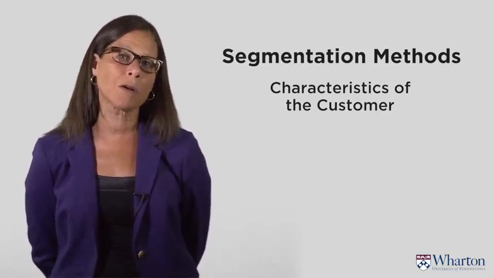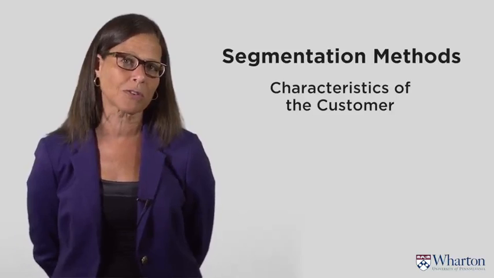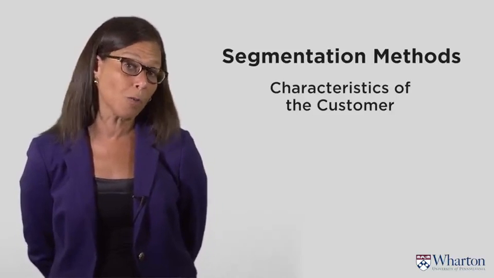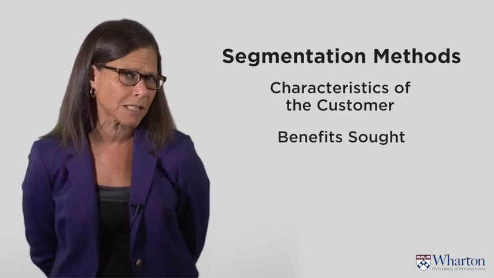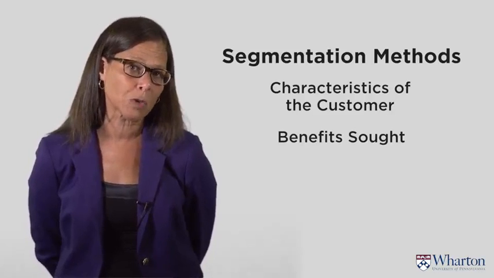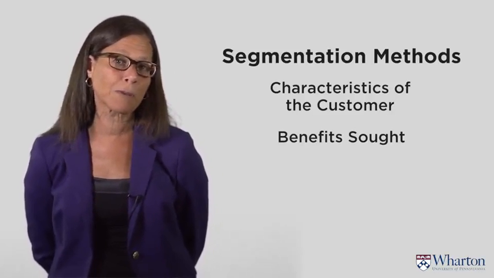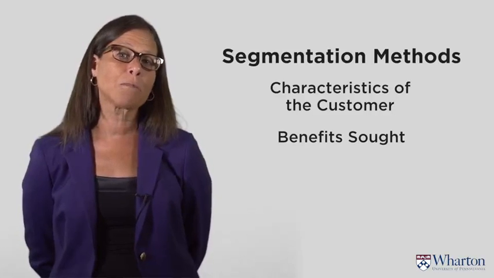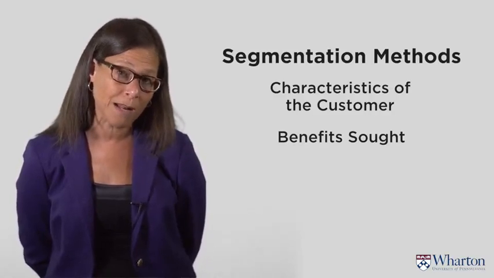So one of the segmentation schemes that people frequently think about is characteristics of the customer. Another one, though, which doesn't really focus on characteristics of the customer, says, well, people like different things in products. They focus on different benefits. So in running shoes, some people care about comfort, some people care about aesthetics, some people care about technology. And so it might make sense to divide up the market, or segment the market, on the benefits that people seek.